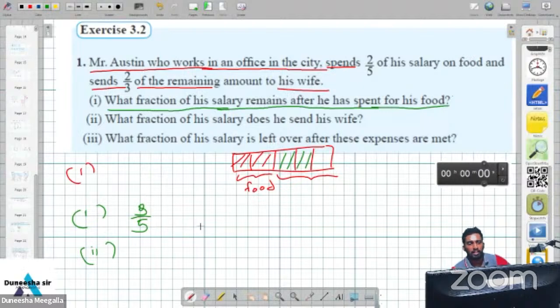Then, what fraction of his salary does he send to his wife? Okay, how much? The remaining is how much? 3/5. Then 2/3 of the remaining one. 2/3 of the remaining, which is 3/5. You can get 2/3 multiplied by 3/5. What is the fraction sent to his wife? 2/5.